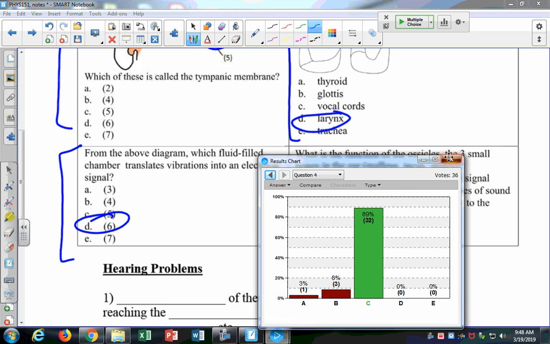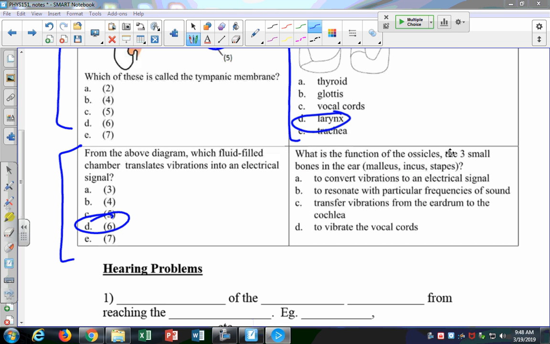Awesome. C is right. It transfers vibrations. These other things, this is the cochlea. To resonate, that's hair cells. And to vibrate the vocal cords, that's not really a thing in the ear at all.